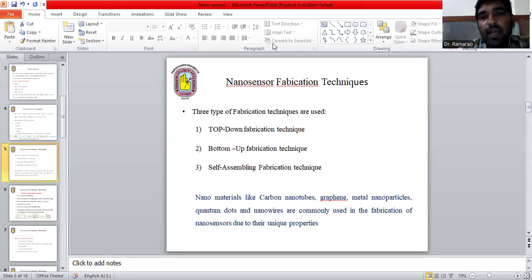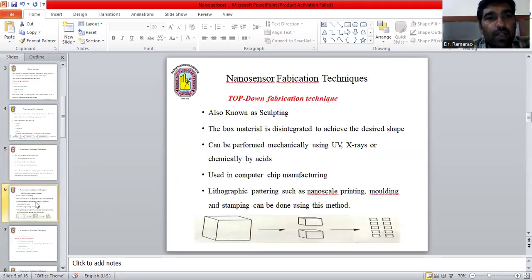So nanomaterials like carbon nanotubes, graphene, metal nanoparticles, quantum dots, and nanowires are commonly used in the fabrication of nanosensors due to their unique properties. Let's go with the first one, top to bottom fabrication technique.